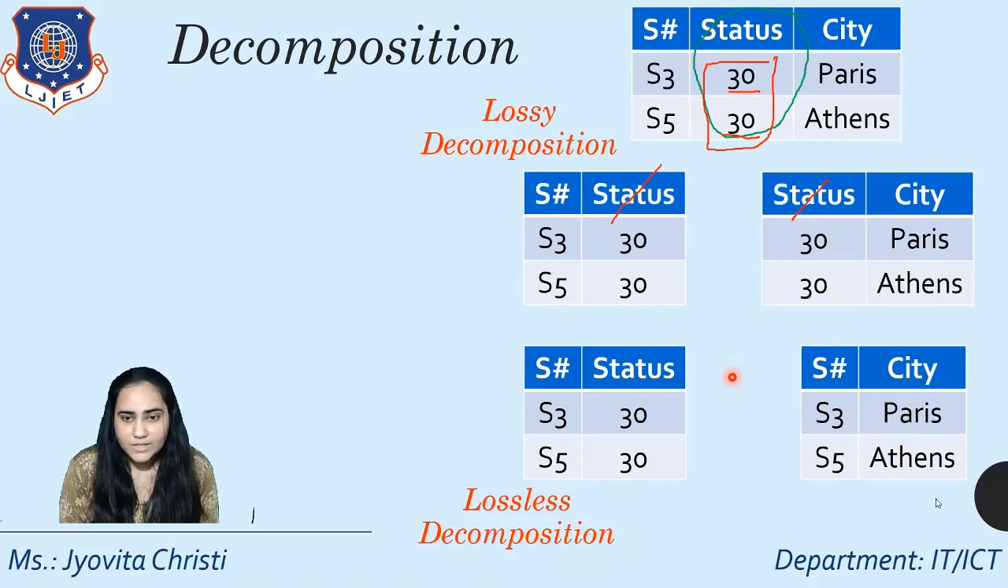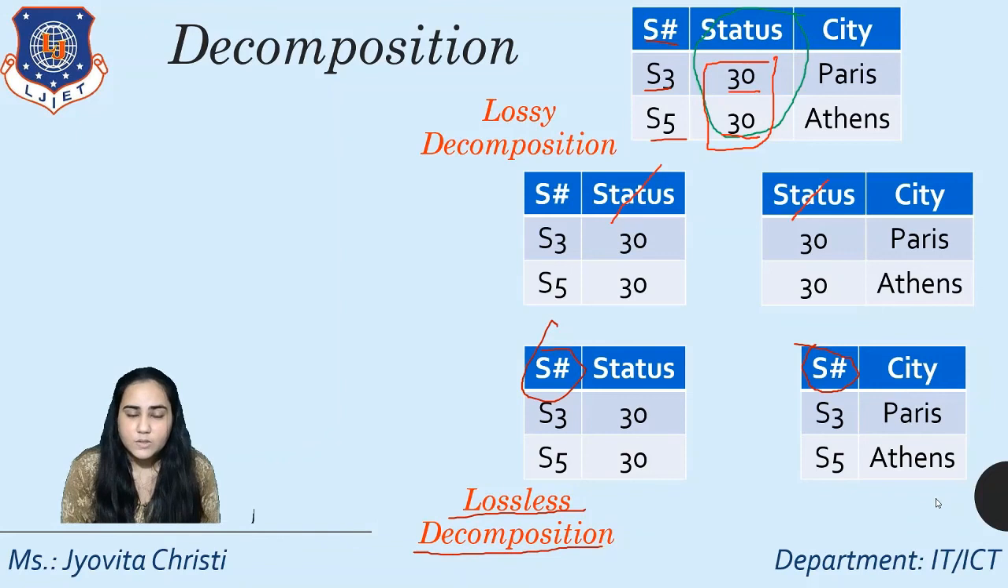Now in the lossless decomposition part, you can see that I've used S hash, and S hash is unique, and that is why it is also the primary key of the table. And if you look at S hash, if I give you an S number like S3 or S5, you can uniquely determine the values in other columns of that particular row, because S3 and S5 are both unique and they are not repeating in this table. And so when you split the table using S hash as a reference, then it gives you a lossless decomposition.